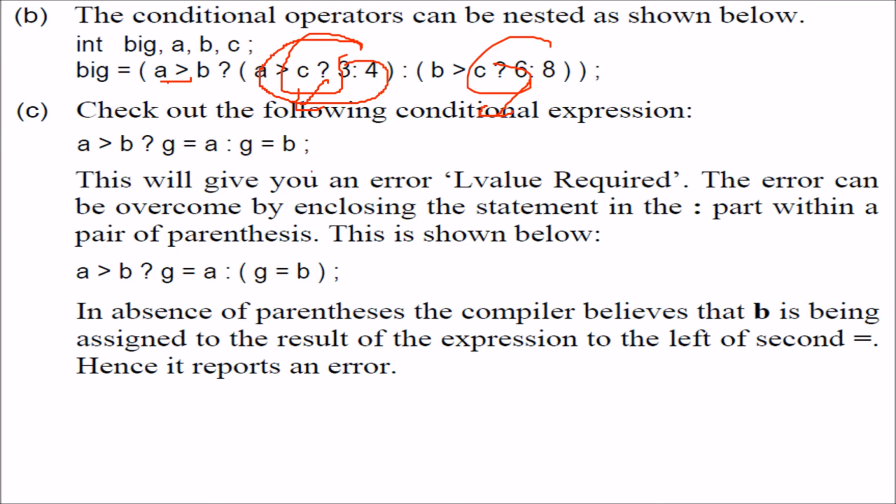There is one more problem. If you write this, you'll get an L-value required error. Why? You have to put this in round brackets, because if you don't, the compiler will see that this b is being assigned to the result of the expression to the left of the second equal sign, and it reports an error. So just putting the parentheses will solve this issue.